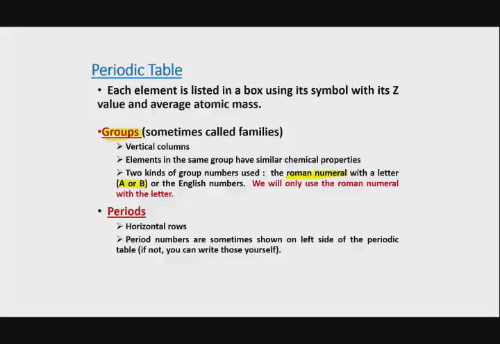Row number 3 or period number 3 starts with sodium. Period 4 starts with potassium. Period 5 starts with rubidium. Period 6 starts with cesium. And period 7 starts with francium. So if your periodic table doesn't have the row numbers or the period numbers listed, you can do that yourself.